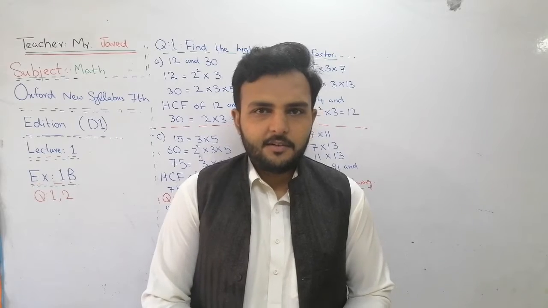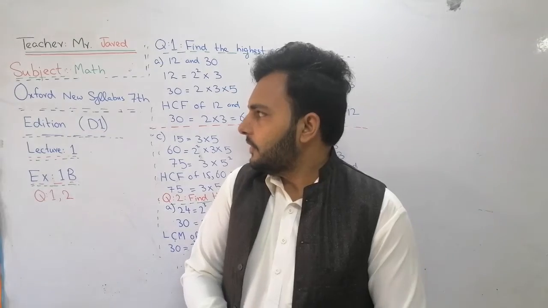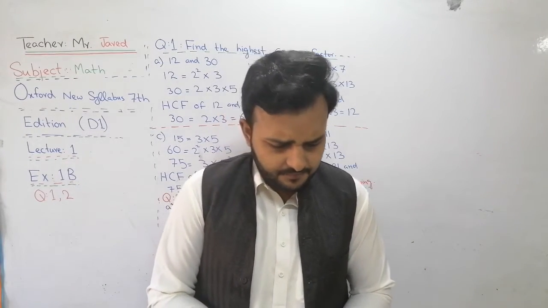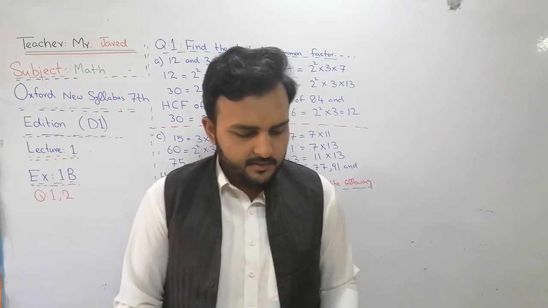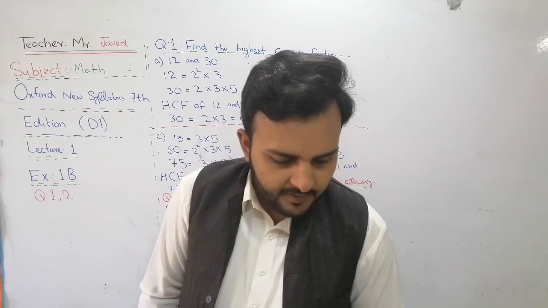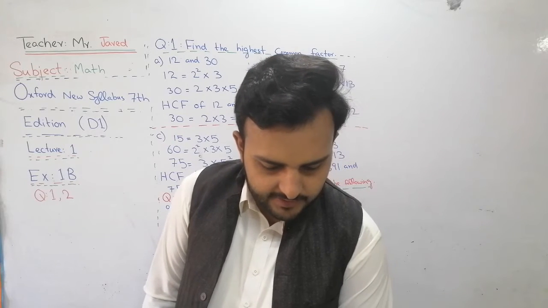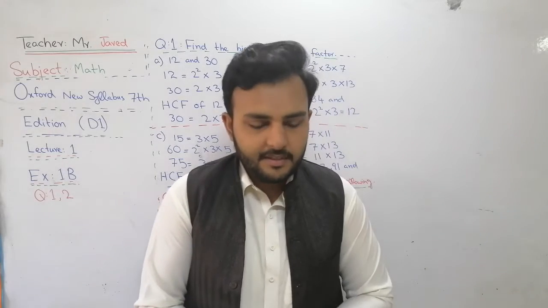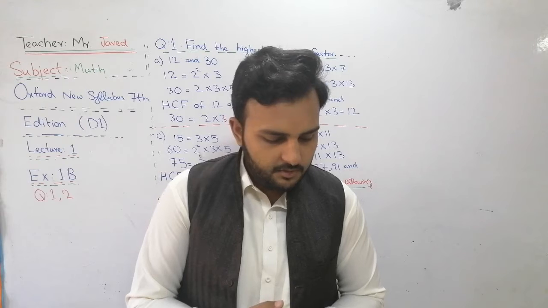Today we are going to start Exercise 1B of the new syllabus of Oxford 7th edition, also called D1 Mathematics. Exercise 1B is about LCM and HCF. First of all, we'll see how to find the HCF. Question number 1 is a very simple, basic-level question, and question number 2 is about LCM, which we are going to solve.